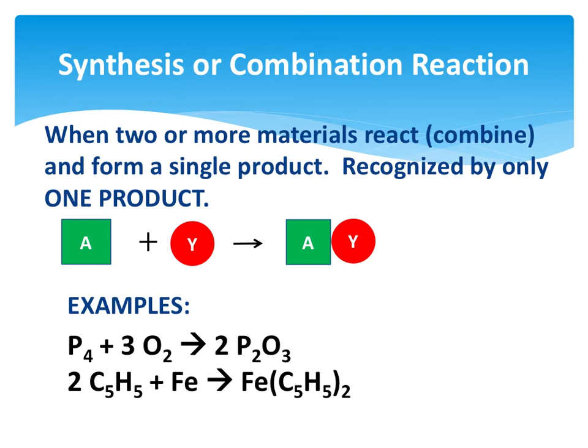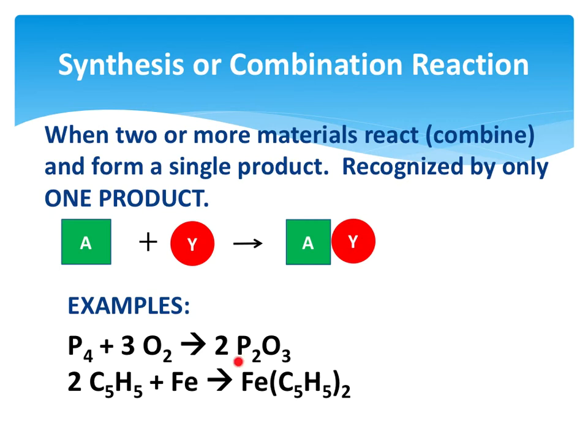So there's only one thing on the right-hand side of the arrow, or in the products. So you can have many things over here. I've only shown two, but when A plus Y gives me AY, there's only one product. So here's some examples down here of what it is. You've got phosphorus reacting with oxygen to give me P2O3, and you've got pentene reacting with iron to give me this compound here, right?